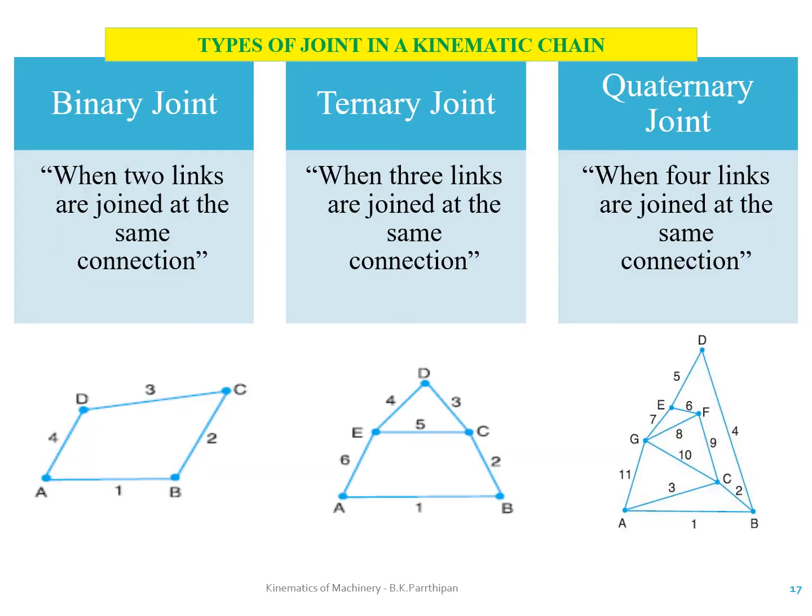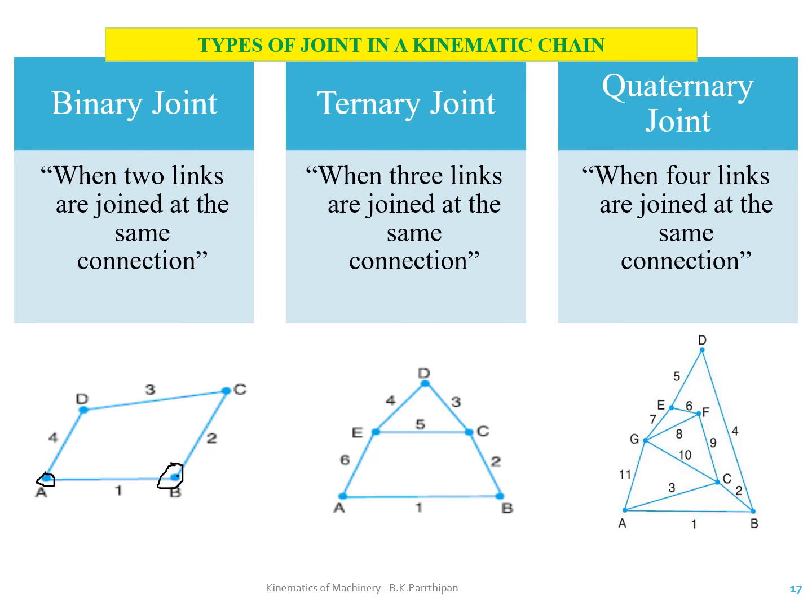Now we have to know what different types of joints are available in a kinematic chain. There are 3 different types of joints: binary joint, ternary joint, and quaternary joint. Binary joint means two links are connected. Here link number 1 and link number 4 are connected at one point, so this is known as a binary joint. Similarly, at this point, link number 1 and link number 2 are connected, so this is also a binary joint.